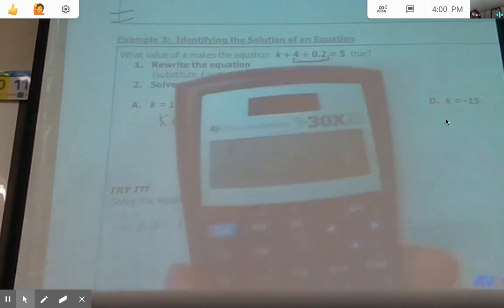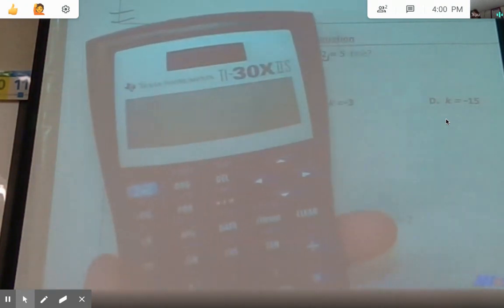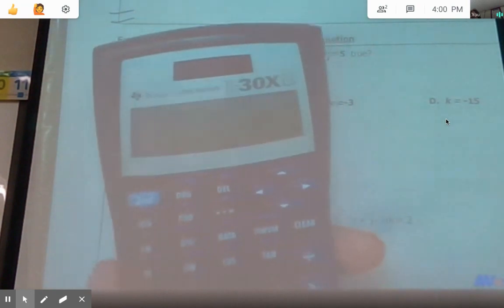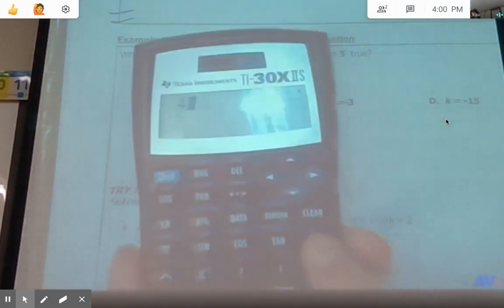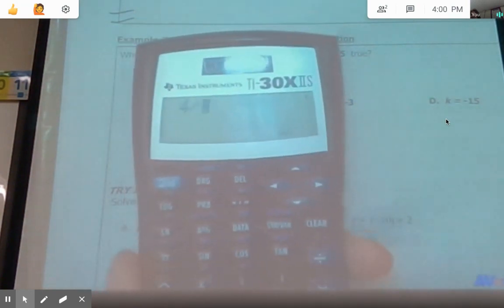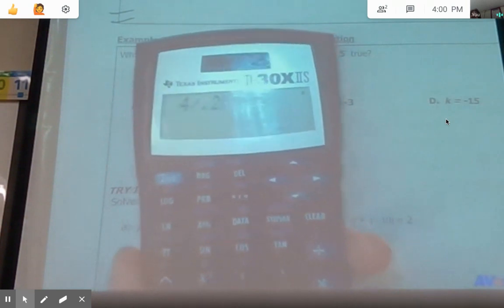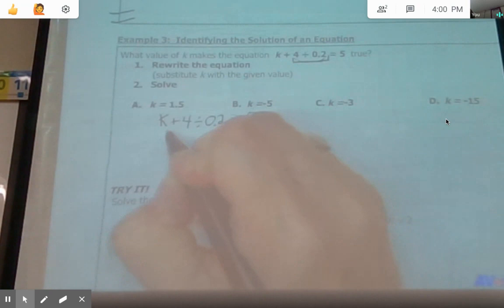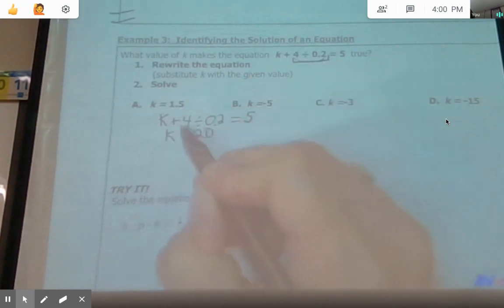So what I need to do is, if you don't know how to resolve that, put in your calculator 4 divided by 2/10, hit enter, and you get 20. So now I'm going to rewrite my problem with this part resolved, and now I can keep going.